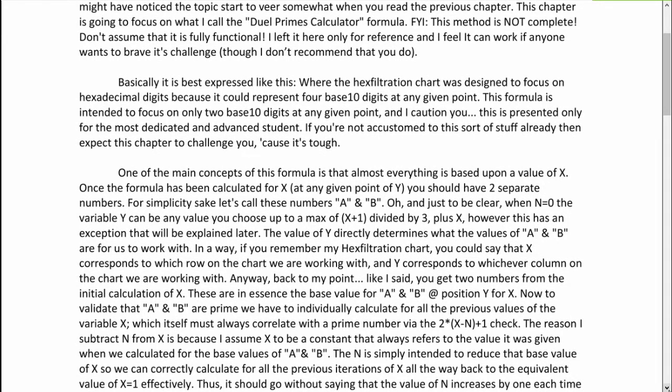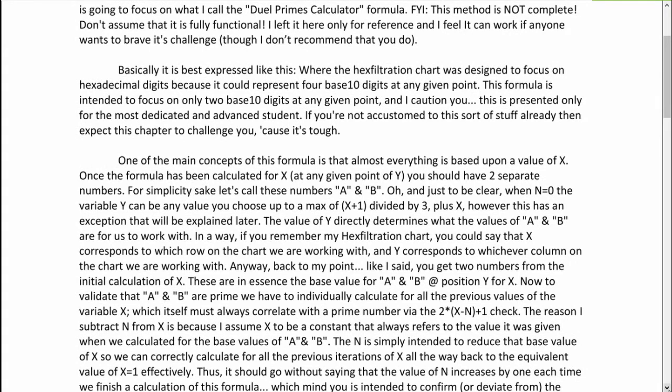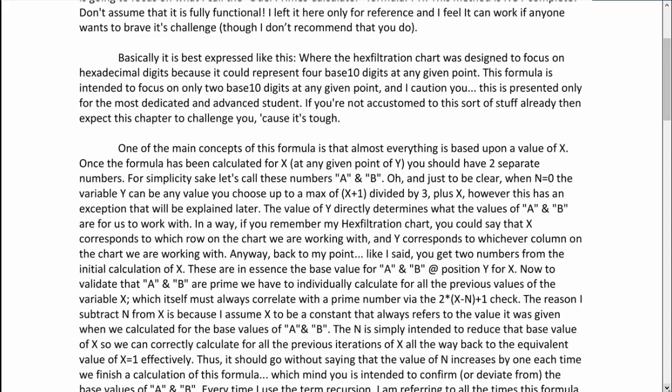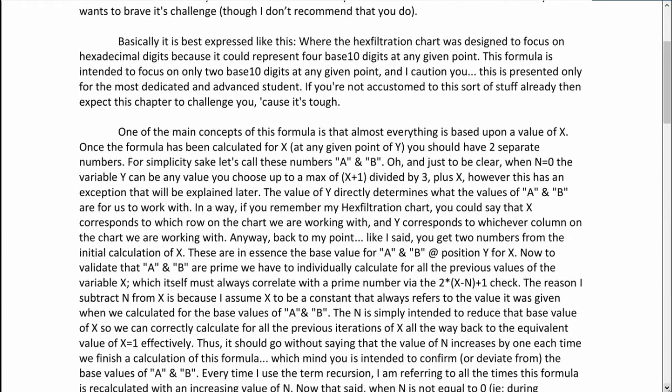Basically, it is best expressed like this. Where the hex filtration chart was designed to focus on hexadecimal digits because it could represent 4 base 10 digits at any given point, this formula is intended to focus on only 2 base 10 digits at any given point. And I caution you, this is presented only for the most dedicated and advanced student. If you're not accustomed to this sort of stuff already, then I expect this chapter to challenge you, because it's tough.